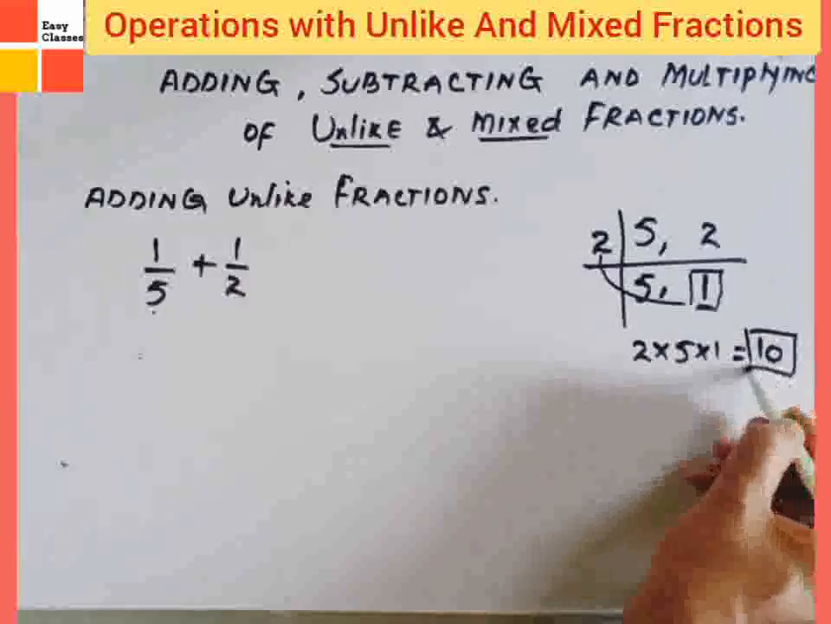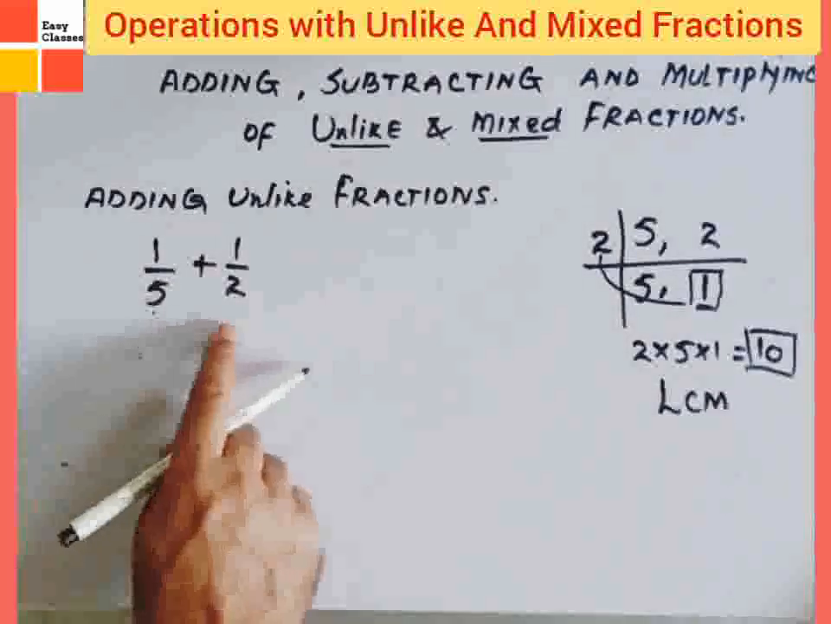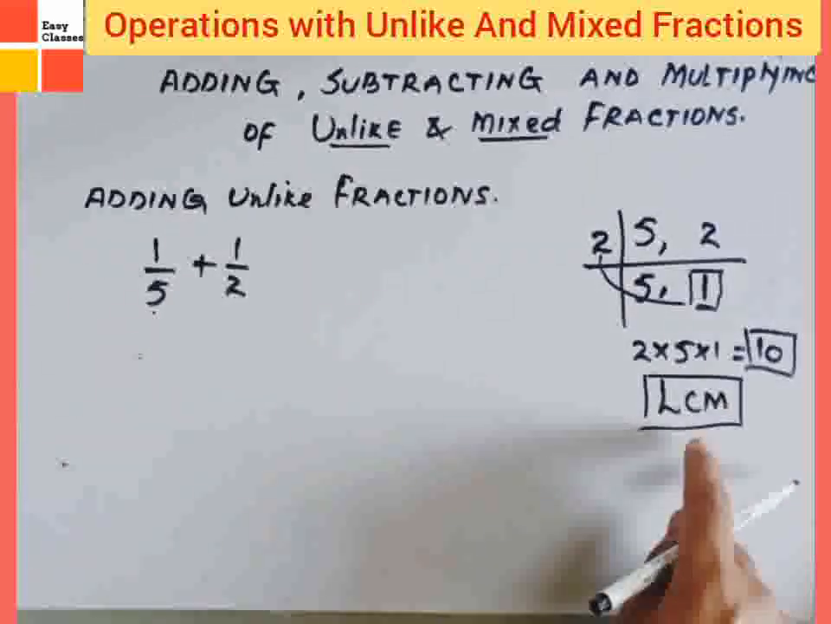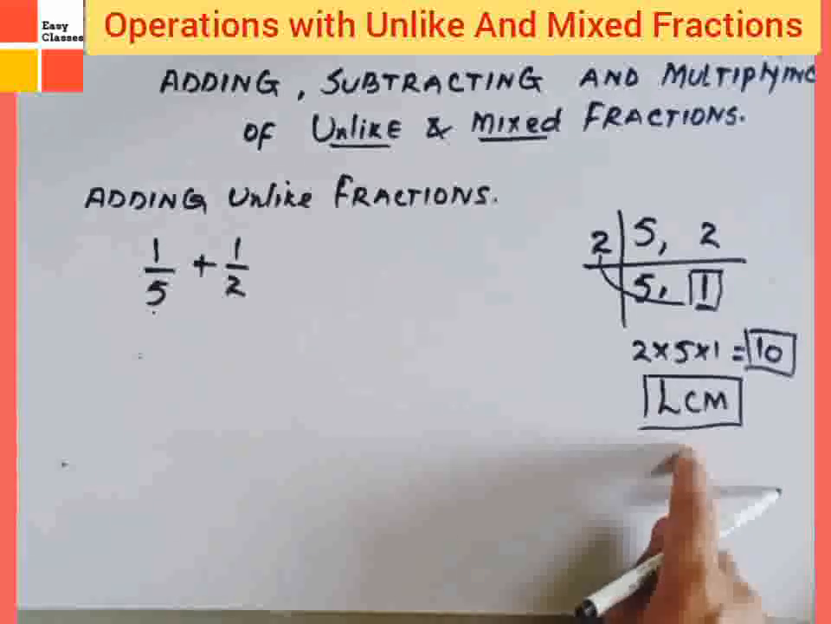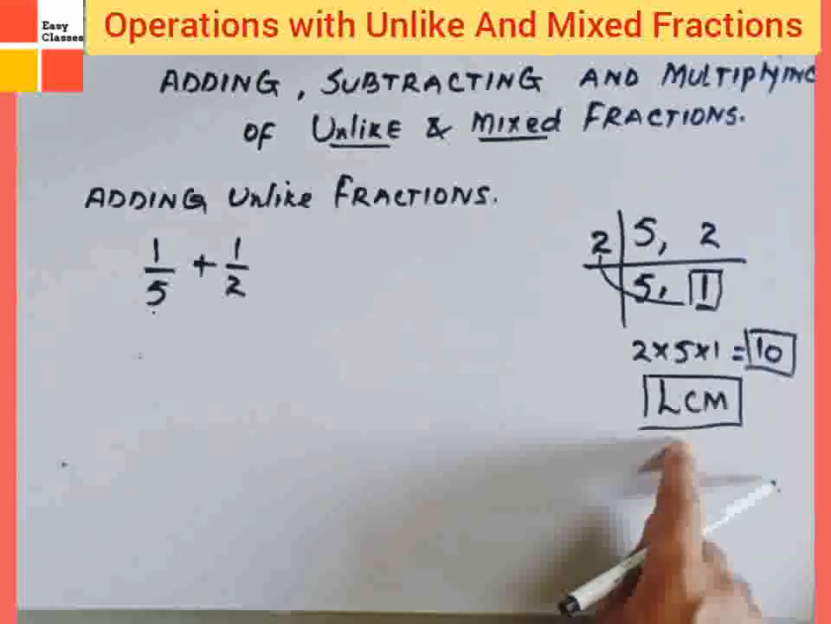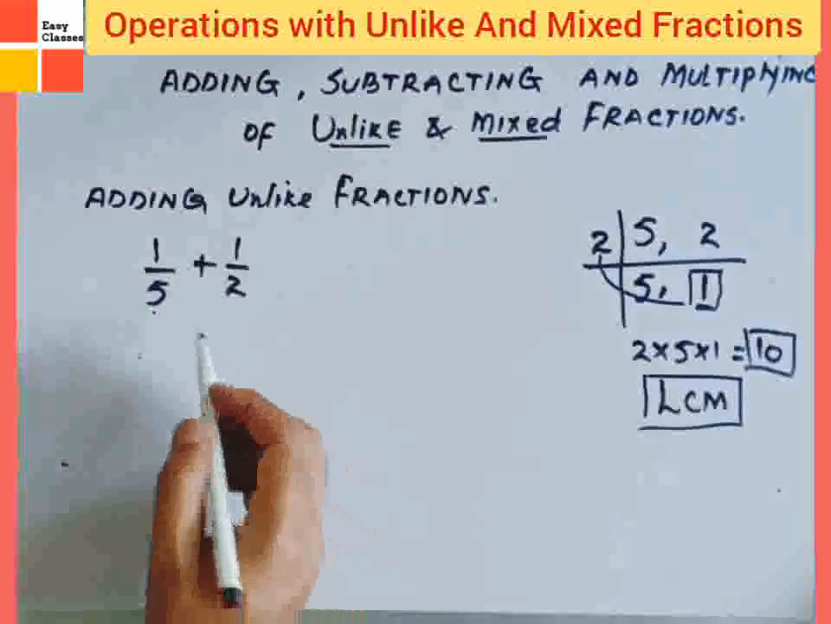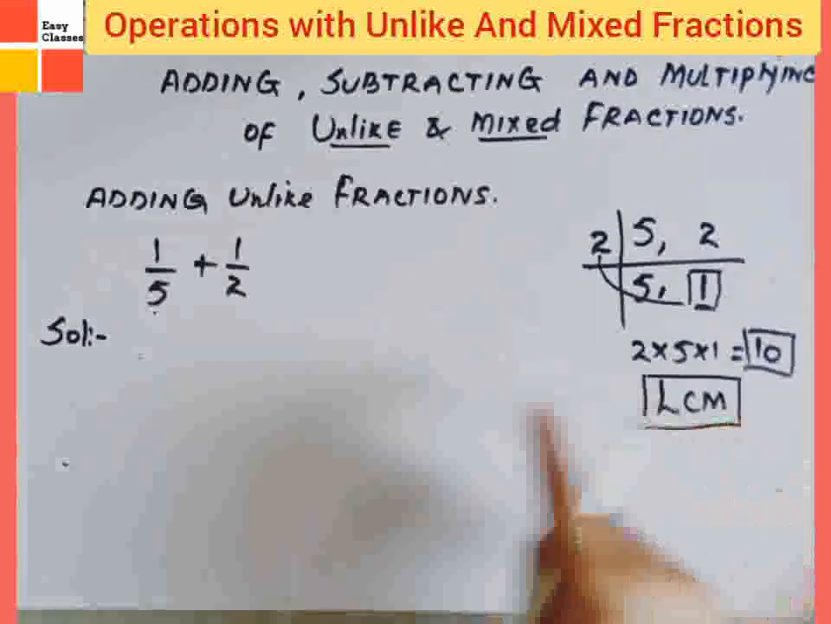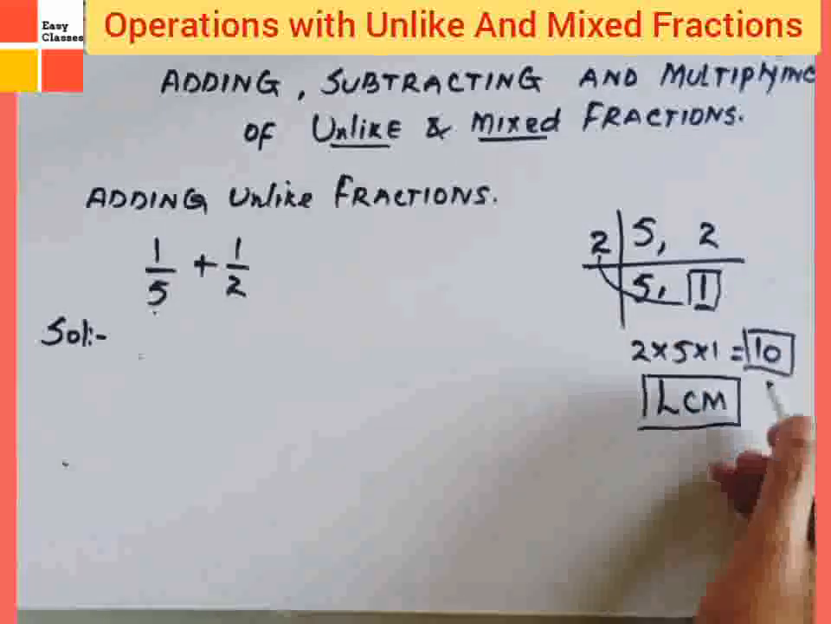So now this 10 is called the LCM of 5 and 2. I have already discussed this LCM in the previous video lecture. You can search that video lecture and find how we can calculate the LCM of two or more than two numbers. So the LCM of the denominators 5 and 2 is equal to 10.